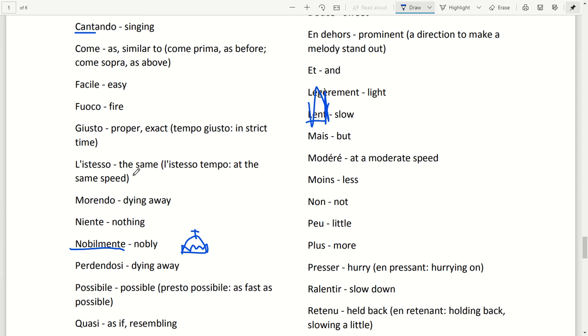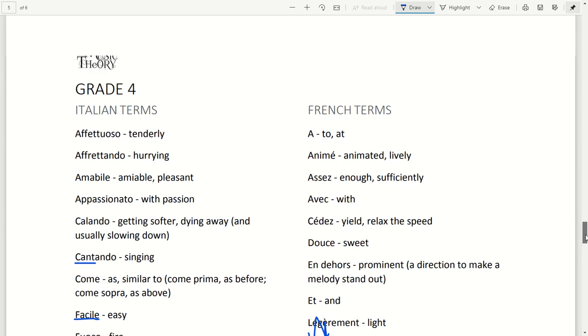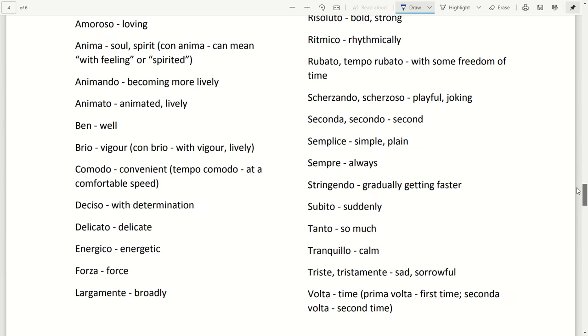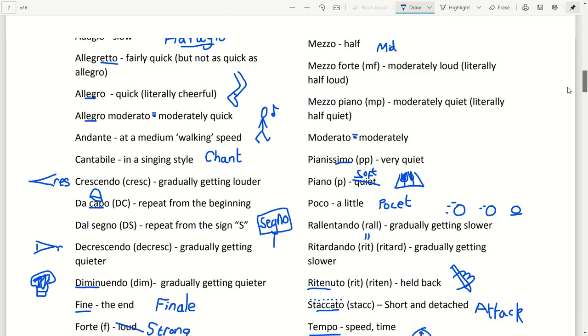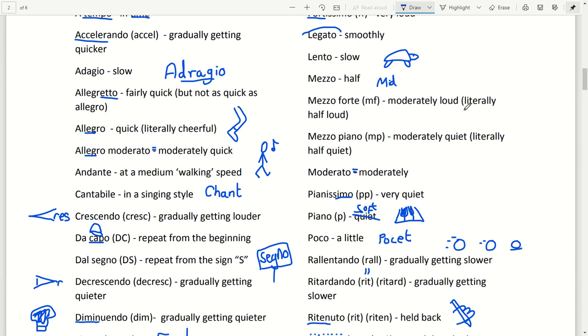And just come up with some doodles and go through it. Fuoco is fire. You can come up with facile: if you facilitate something, you make it easier. It's just going through and memorizing them in a way that's pretty stupid. The stupider the better. Just make it so that you can memorize them. So I think that's enough on the Italian terms. Let's go on to the other questions.